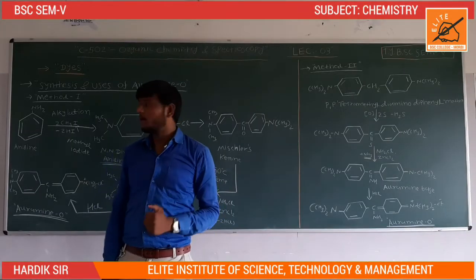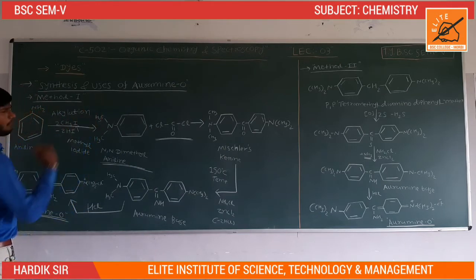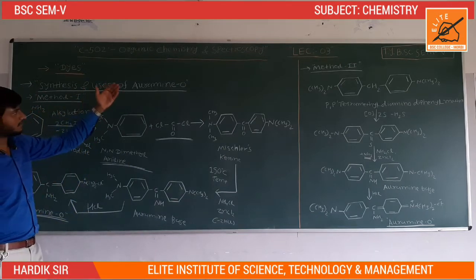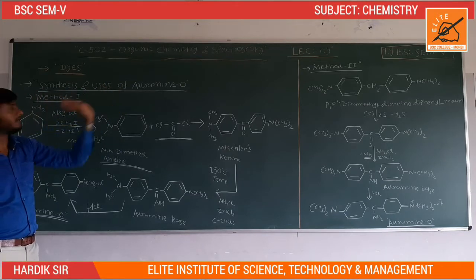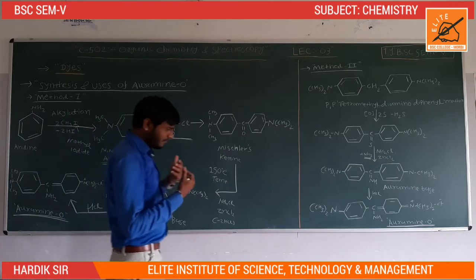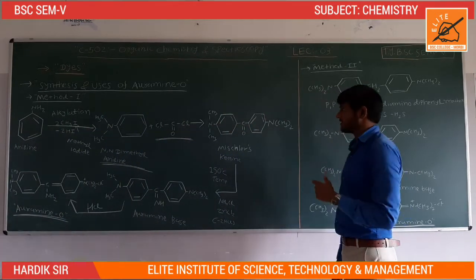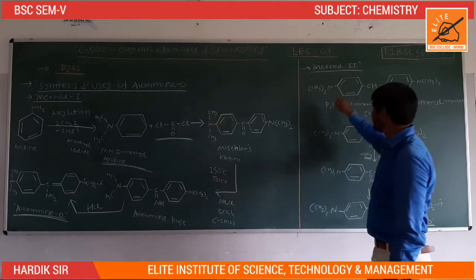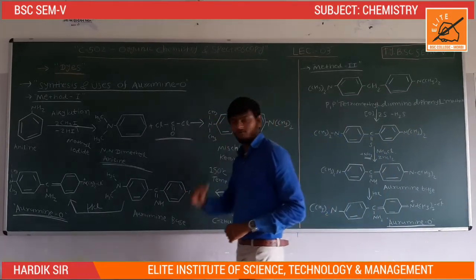Now we have learned about the synthesis and uses of auramine O. This is our third dye product, synthesis and uses of auramine O. Auramine O is synthesized by two different methods, method 1 and this is method 2. Now we have learned about method 1.